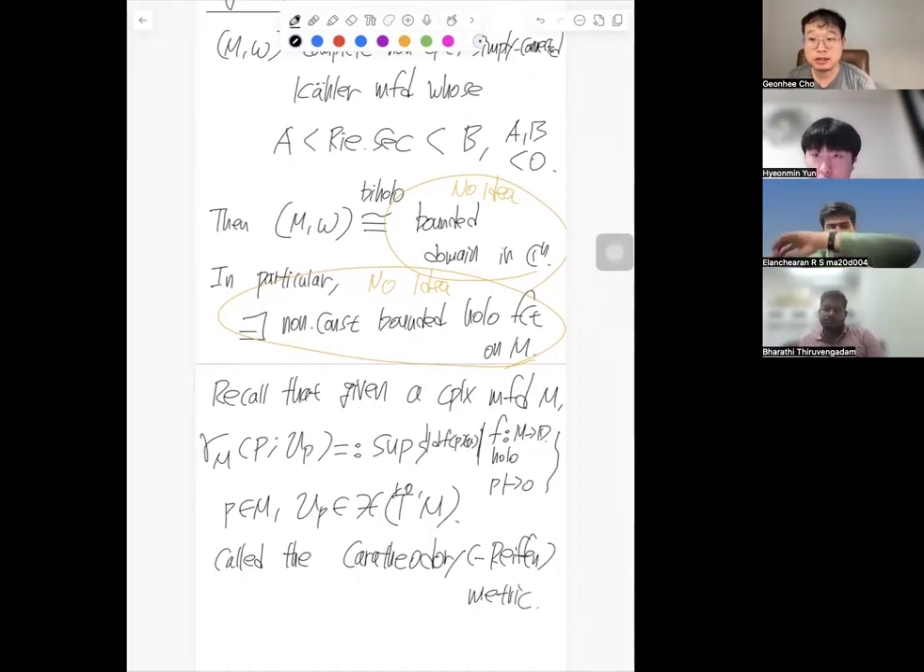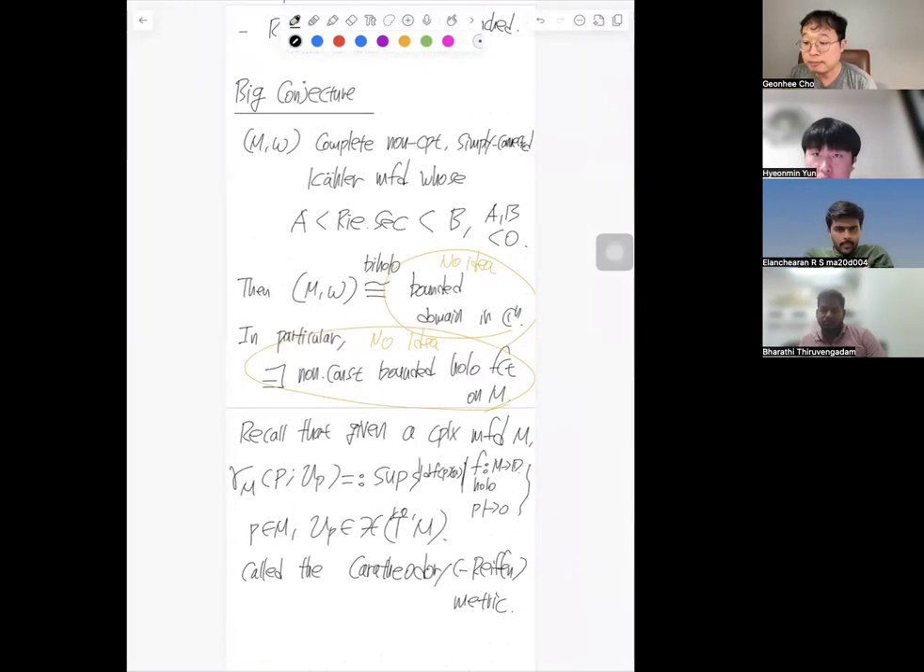Just look at this condition. Now let's combine it with the implication of the big conjecture. We start from a complete non-compact Kähler manifold whose Riemannian sectional curvature is negatively pinched, say from -4 to -1, for example. If this is a bounded domain, then there must be non-constant bounded holomorphic functions. Is that okay with you? If that's the case, the Carathéodory metric cannot be essentially zero because it's defined as a supremum of such choices.